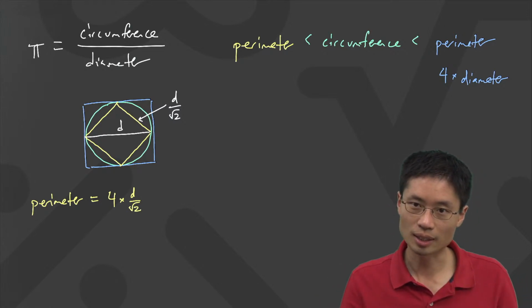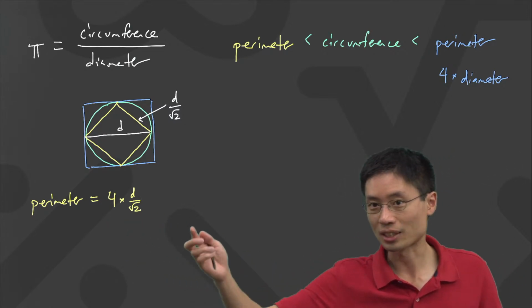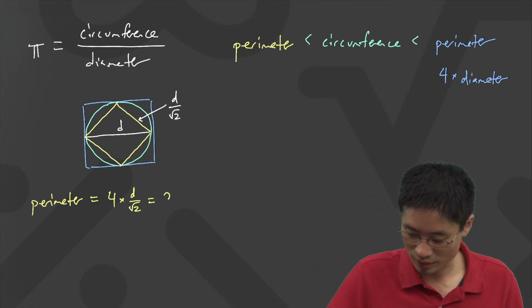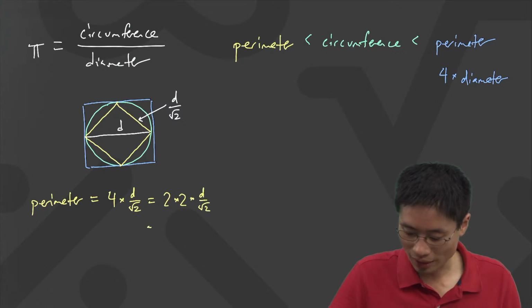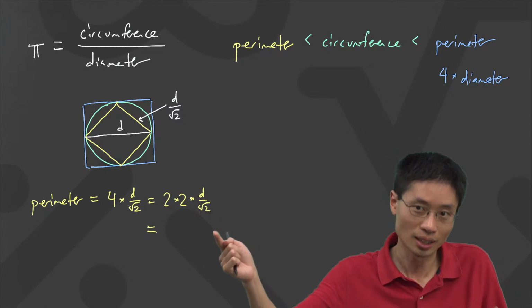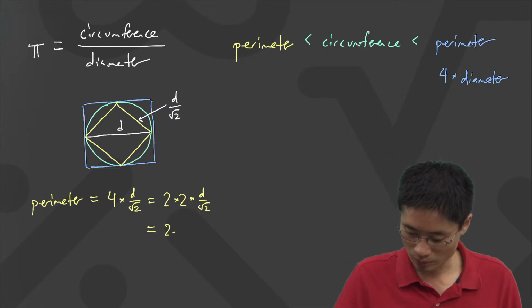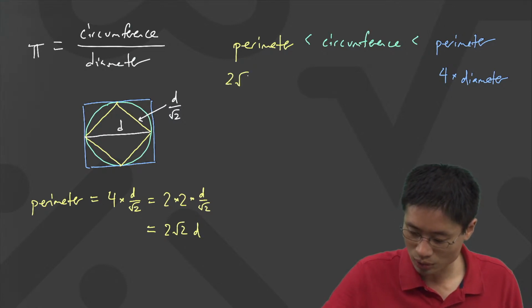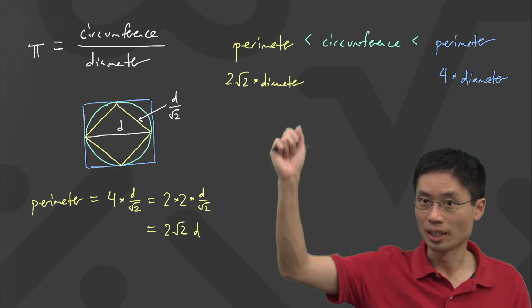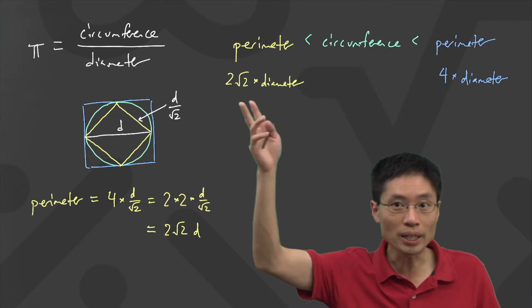You can actually write this more nicely, because 4 divided by root 2, I can think of 4 as 2 times 2, and then times d over root 2. So now, if I take one of the 2's and divide by a root 2, what's left is another root 2. So it's 2 root 2 times d. Hooray! So that now I know that this thing here is 2 root 2 times the diameter. So what I can find out if I just divide by the diameter is that circumference divided by diameter is bigger than 2 root 2.